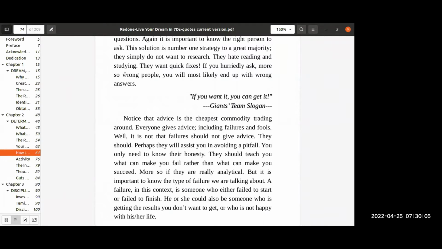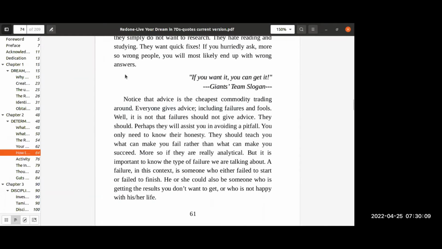If you want it, you can get it. That's Giant's team slogan. Notice that advice is the cheapest commodity trading around. Everyone gives advice, including failures and fools. Well, it's not that failures should not give advice. They should. Perhaps they'll assist you in avoiding a pitfall. You only need to know their honesty.